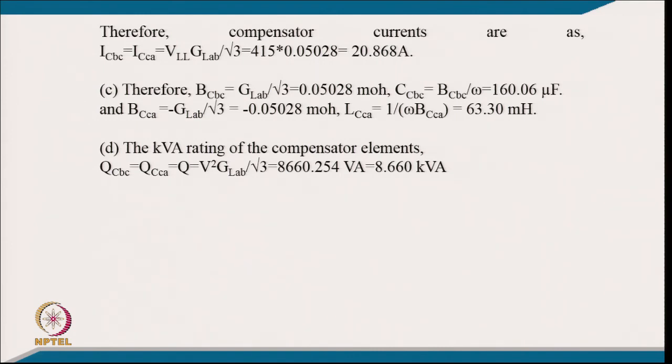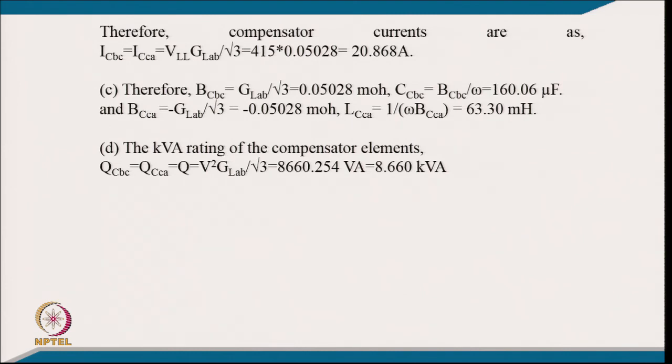Therefore, the BCB, the value of element GLAB by root 3 is 0.0528 mho, and the capacitance equivalent to BCB divided by omega comes to 160.06 microfarad. And the other compensator, which is inductive, goes across the other line, that is the CA line, because the load is connected across AB. So, it will be GLAB divided by root 3 minus 0.05028 mho, and the inductance of this LCA will be 1 upon omega BCA, that is 63.30 millihenry.